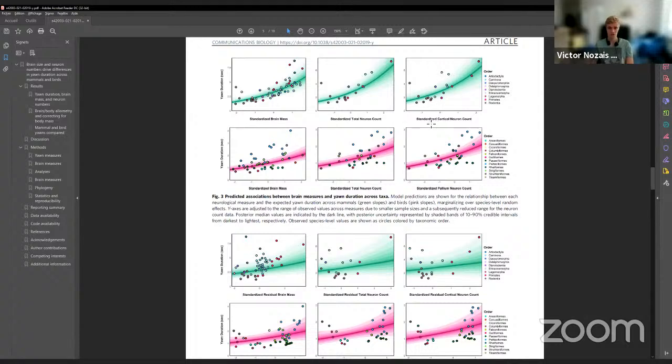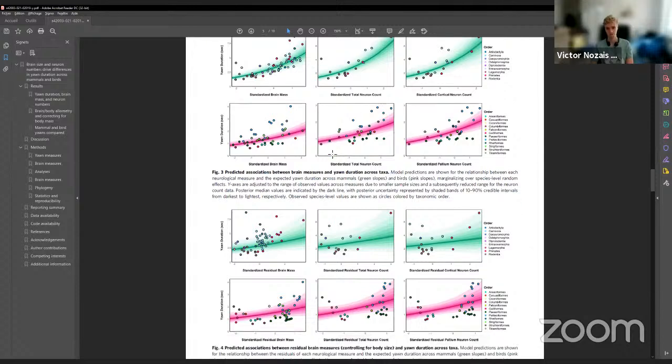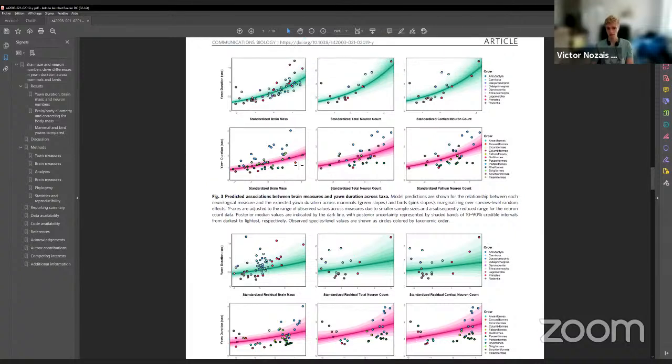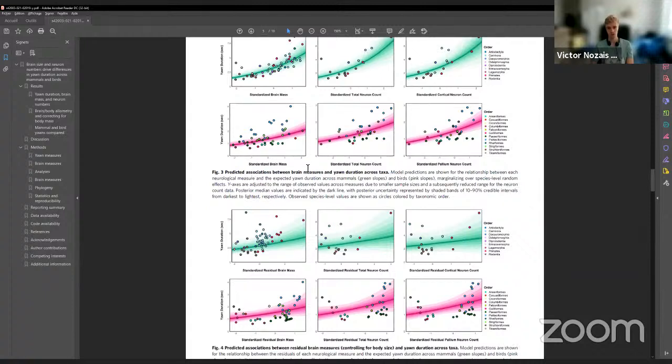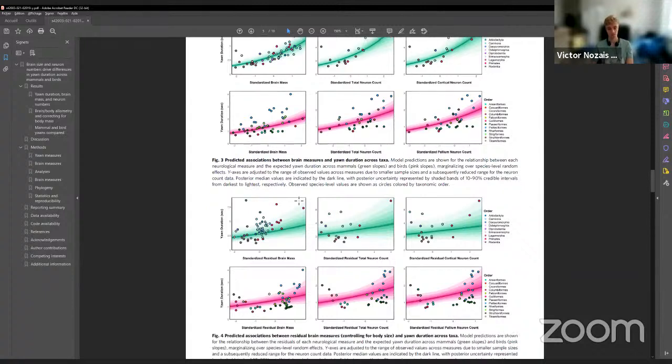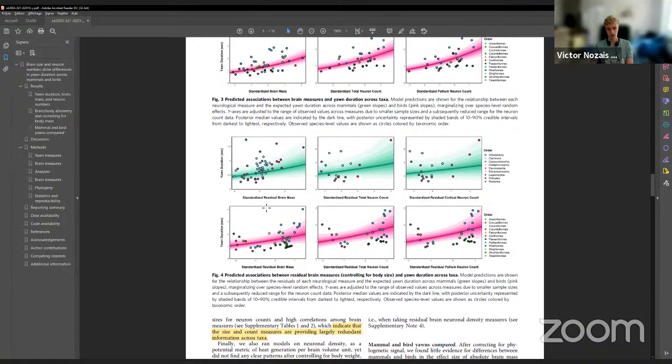The longer the yawn, and same for the standardized cortical neuron count. So total neuron or cortical neuron, same. This relationship is also there for birds, but not as strong, but still very much there. So very, very good.